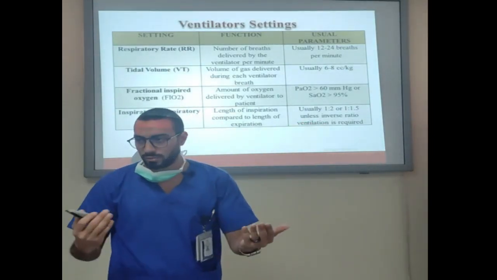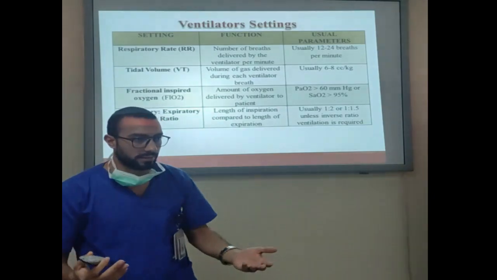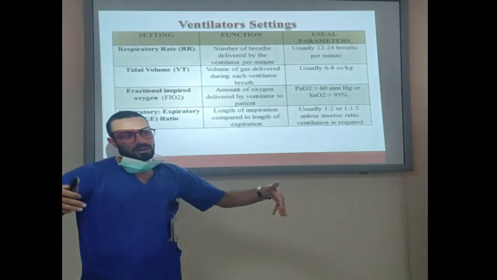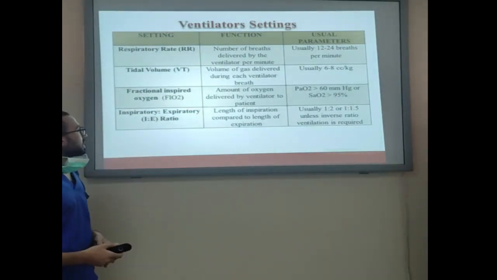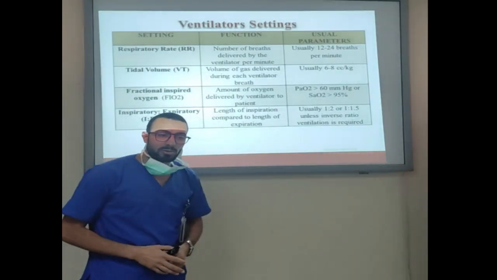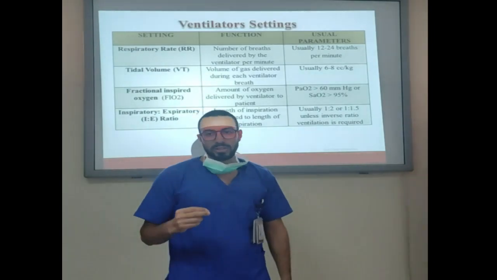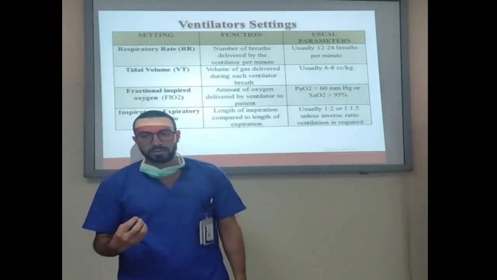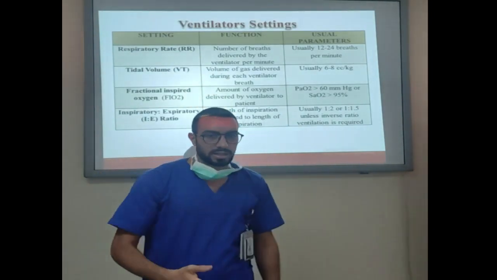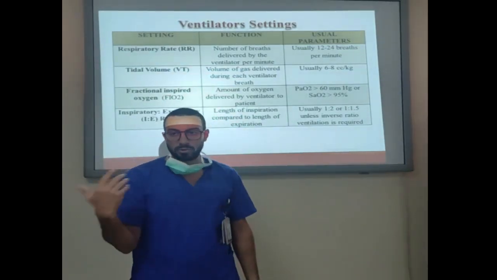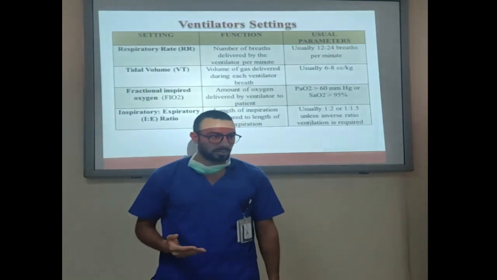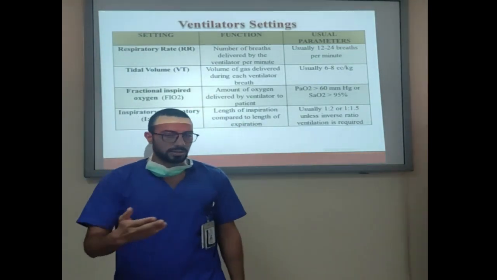So according to the case of the patient, we can give a volume, and also according to the body mass, you know, according to the weight. Then fractional inspired oxygen, FiO2. The FiO2 means the percentage of the oxygen that you will give to the patient. Like I said before, the normal percentage of oxygen in room air is 20 to 21%, right? But you can increase it according to the patient.